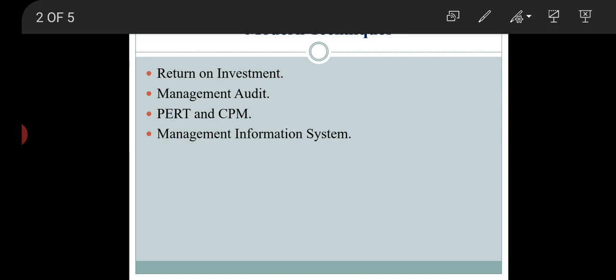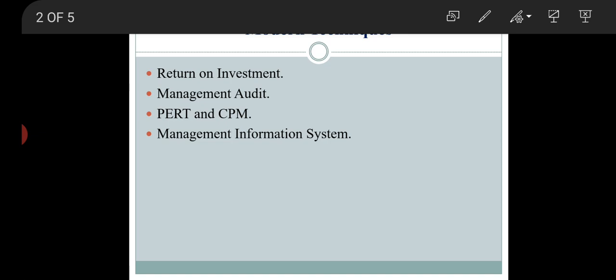This audit is conducted by external auditors or expert agencies, so a third person is conducting the audit. Therefore there is a lot of transparency in it, and it is supposed to be the most effective controlling technique.